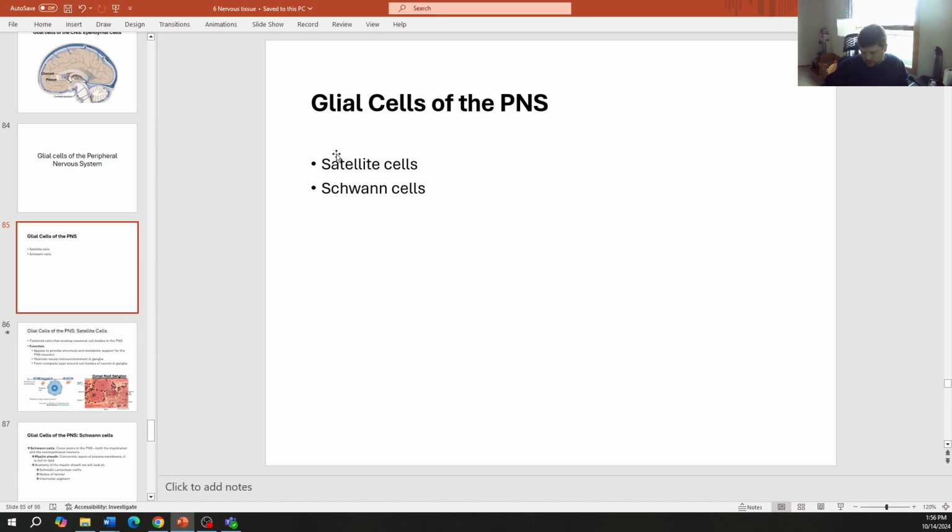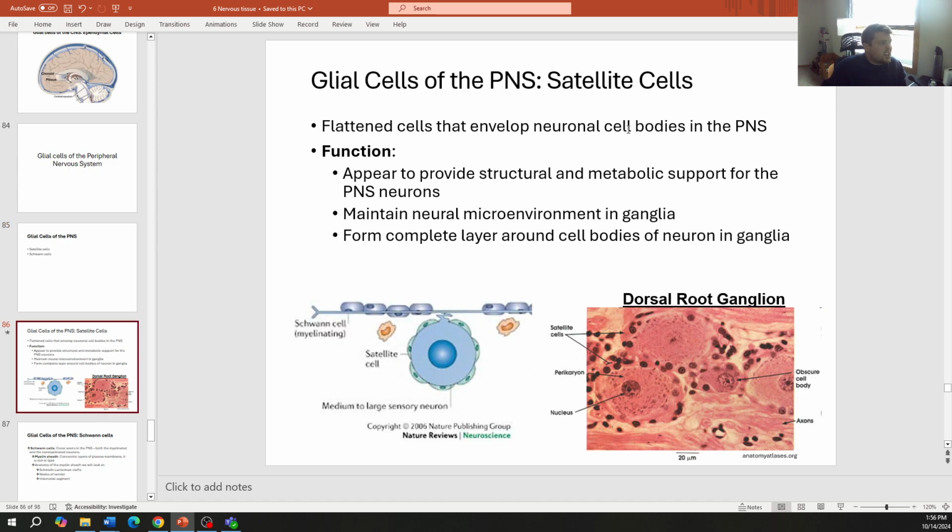So satellite cells, like in the dorsal root ganglion, they surround it and help to protect it and also do a couple of other jobs. These are flattened cells that envelope neural cell bodies in the peripheral nervous system. They provide structural and metabolic support. They maintain the microenvironment in the ganglia, and they form a complete layer around cell bodies of neurons in the ganglia. So we saw this exact picture earlier.